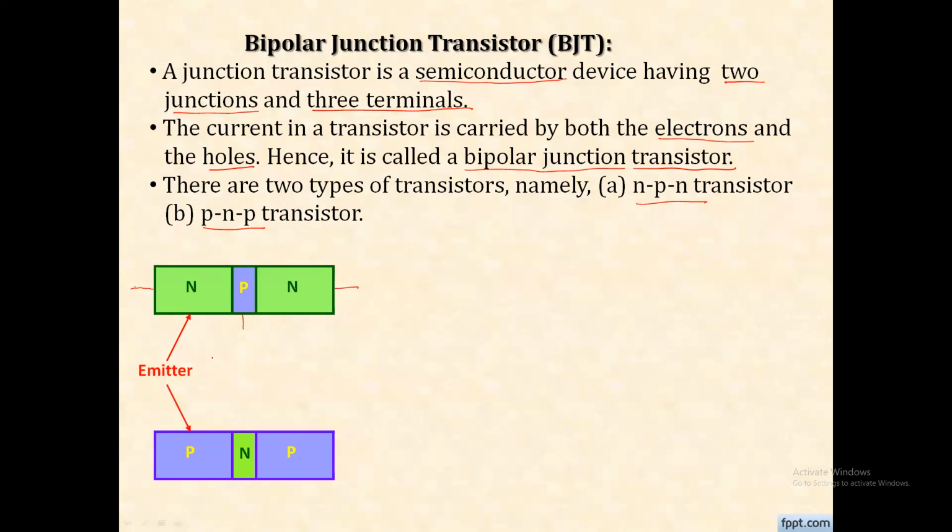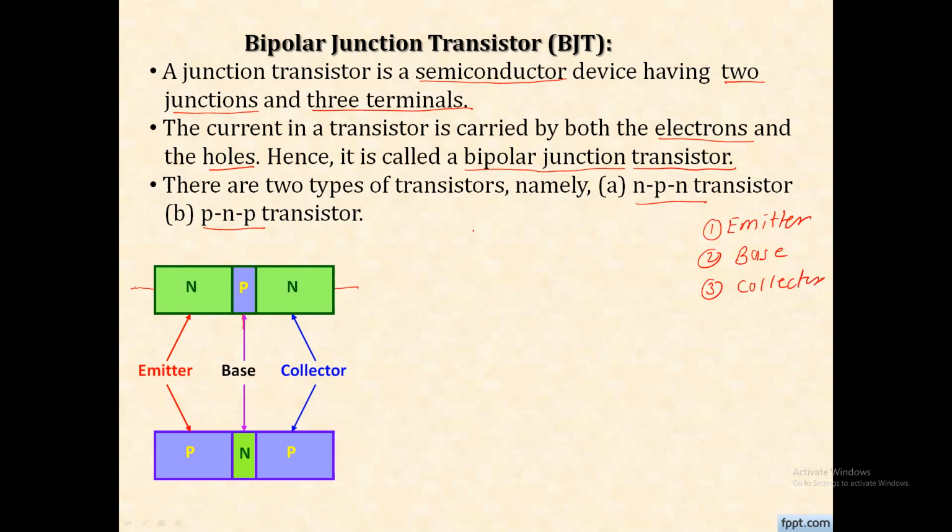Out of that, one side of this structure is called an emitter. Then the middle portion is the base, and the second end of this structure is called a collector. So the transistor has three terminals. One is called an emitter, the second is called a base, and the third is called a collector.